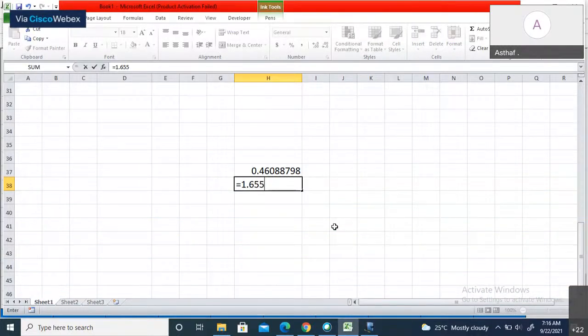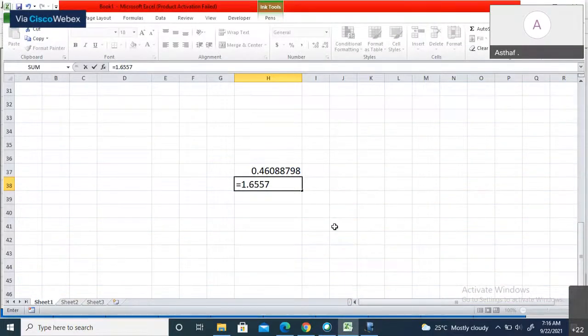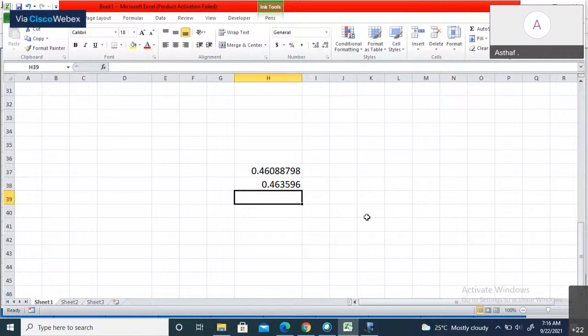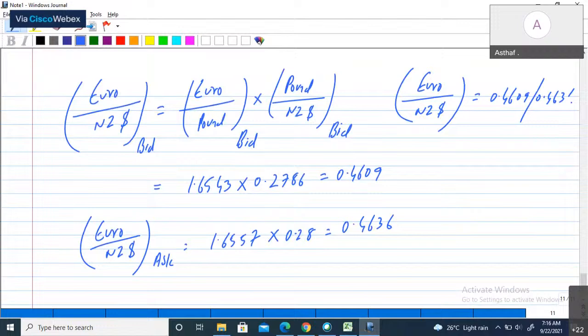1.6557 into 0.28, which will be 0.4636. So you can write it as euro to New Zealand dollar 0.4609 bar, and 0.4636. So what will be the percentage of the difference?